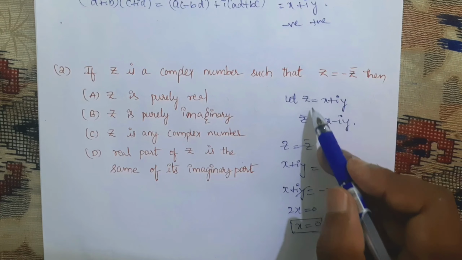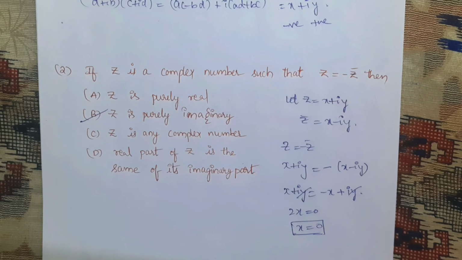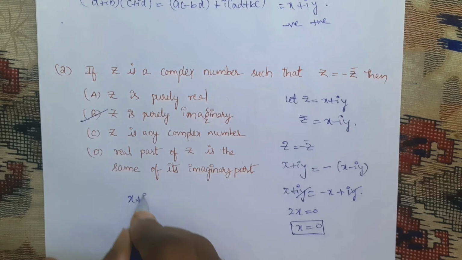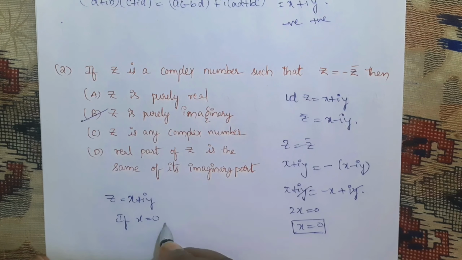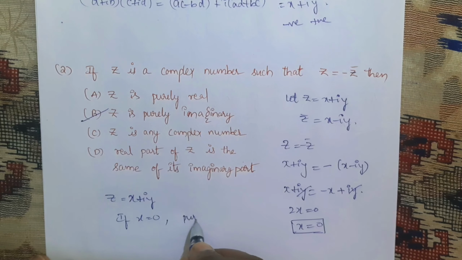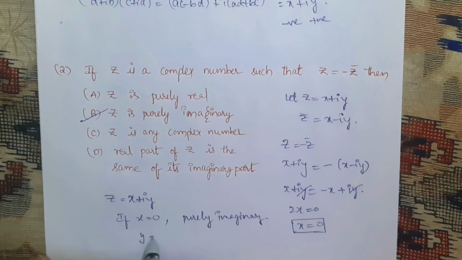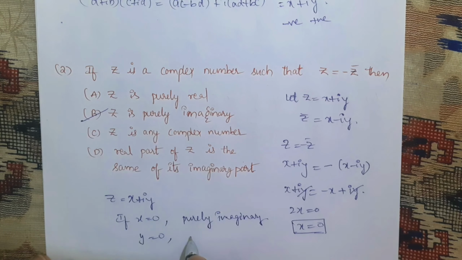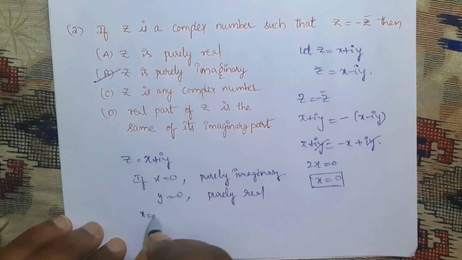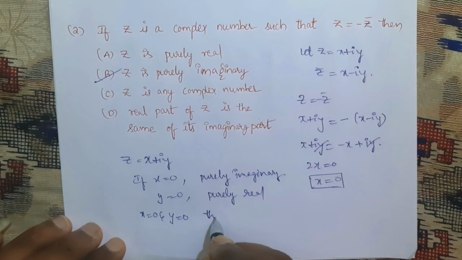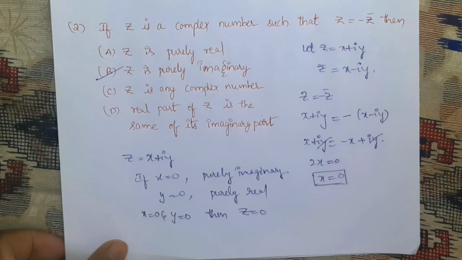In this complex number, if x equal to 0, that means it is purely imaginary. Very simple. In x plus iy form, if x equal to 0, then we consider it purely imaginary. If y equal to 0, we consider it purely real. If x equal to 0 and y equal to 0, then z is equal to 0. These are the three common points you need to remember.